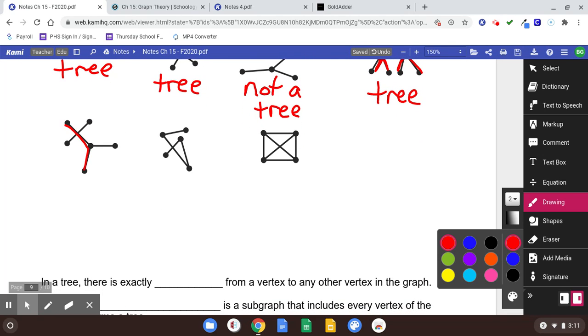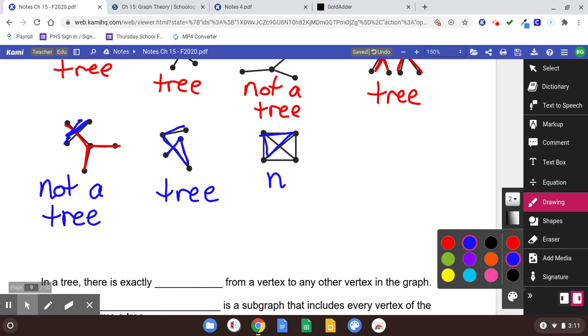Next one is the first one we see that's not connected. Those two are not connected to the other four, so that's not connected, so that's not a tree. Next one, connected, no circuits, that's a tree. There I see a circuit, that can't be a tree.